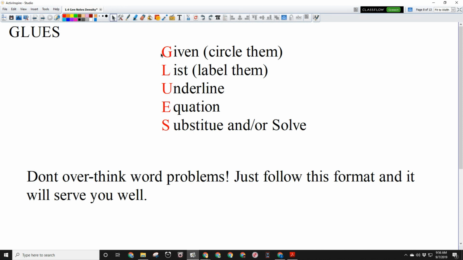It may seem simple and elementary, but if you go through these steps every single time, it's going to solve the problem for you. A lot of students tell me, I just don't know where to get started. When I see these problems, I don't know where to start. Well, do this. Do GLUES in this order, and it will help you solve the problem. You'll know exactly what to do. Just don't overthink word problems. Just follow this format, and it will help you solve all of your problems.